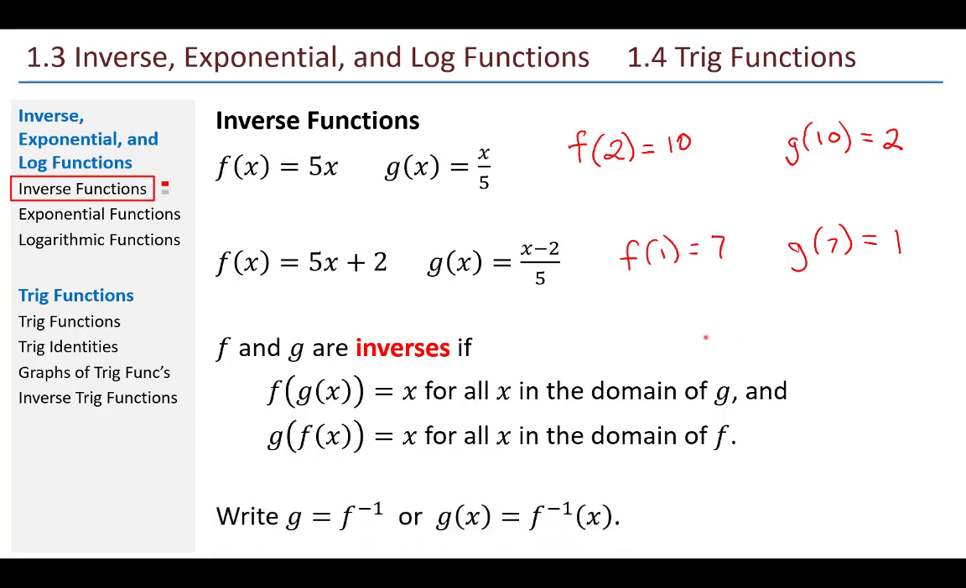Now, when functions are inverses, we often put a superscript -1 to indicate that they are inverses of each other. So g is the inverse function of f. Or if you want to put the argument x in there as well, that's okay.